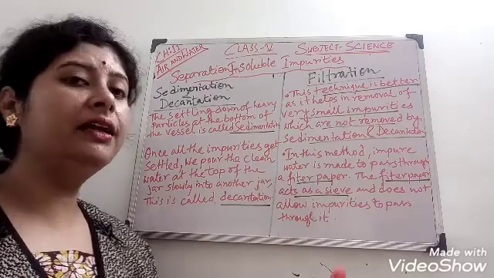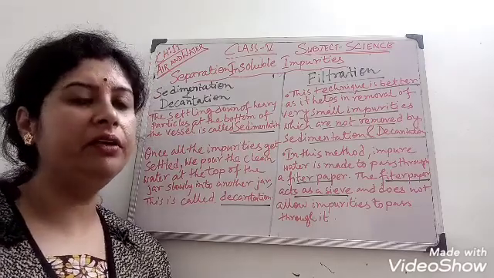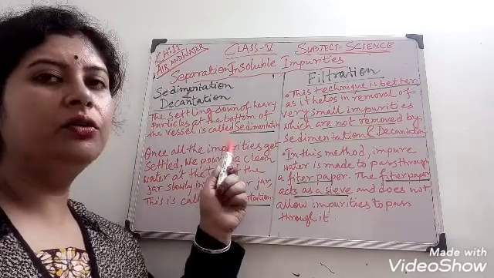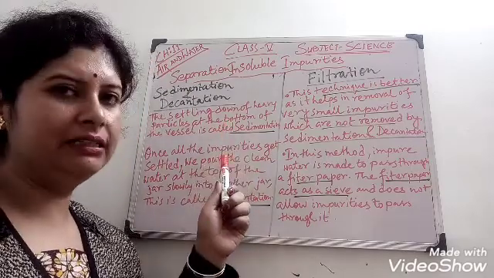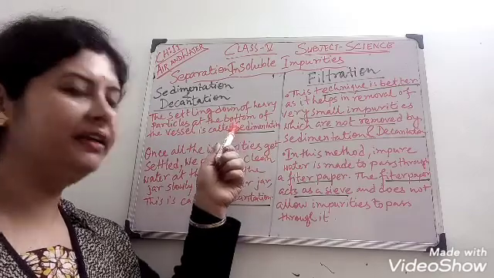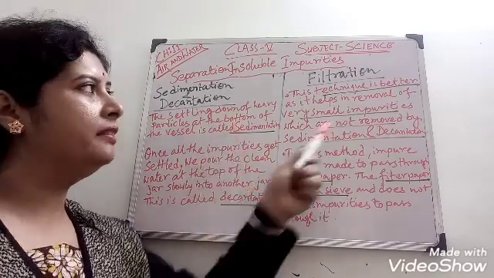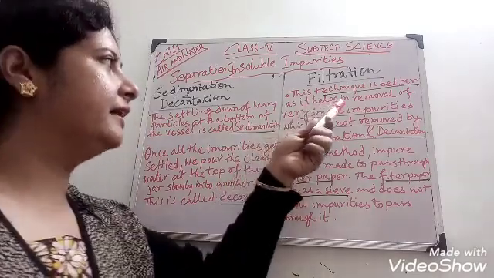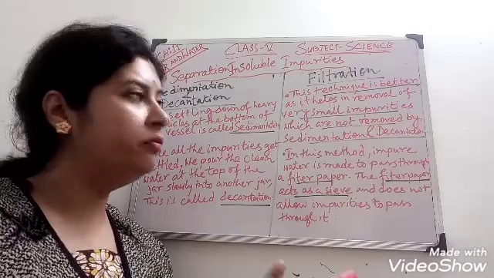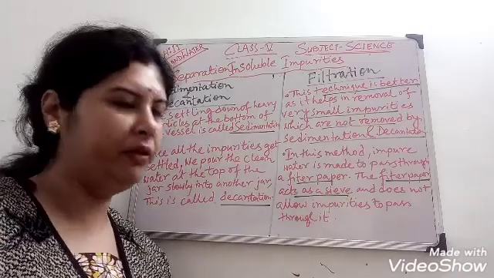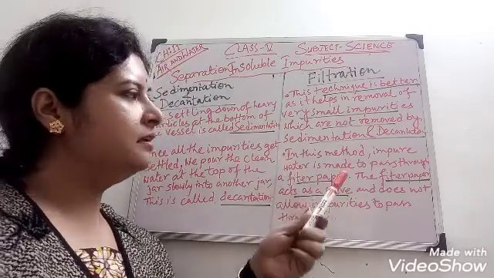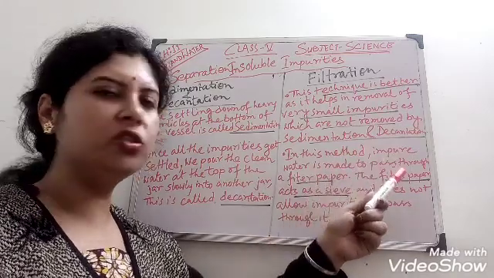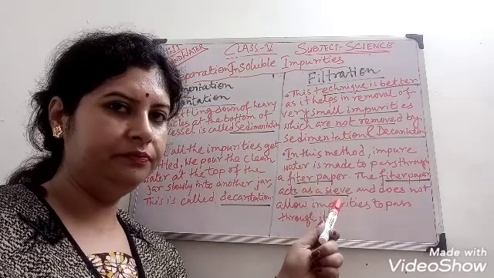Now, if the particles of the impurities are too small and unable to be separated by these methods, meaning sedimentation and decantation, then we follow this filtration method. In this technique, it is a better way of removing small impurities. In this method, impure water is made to pass through a filter paper.